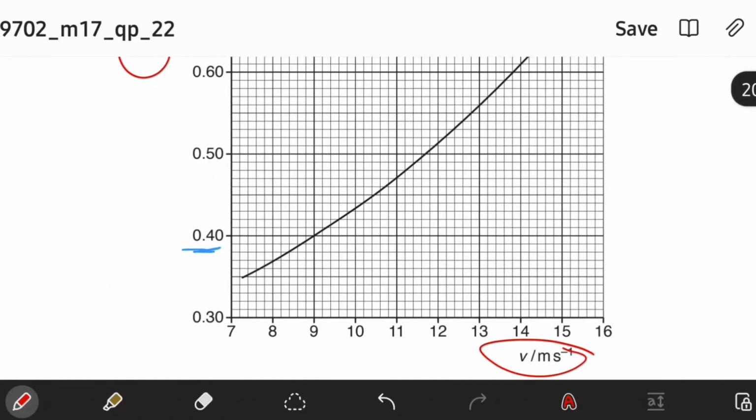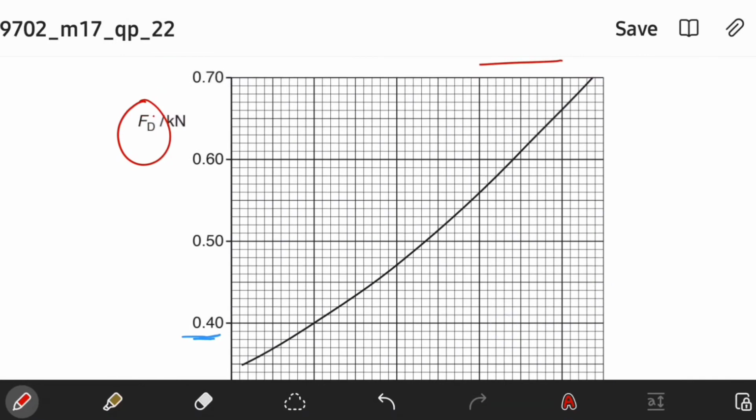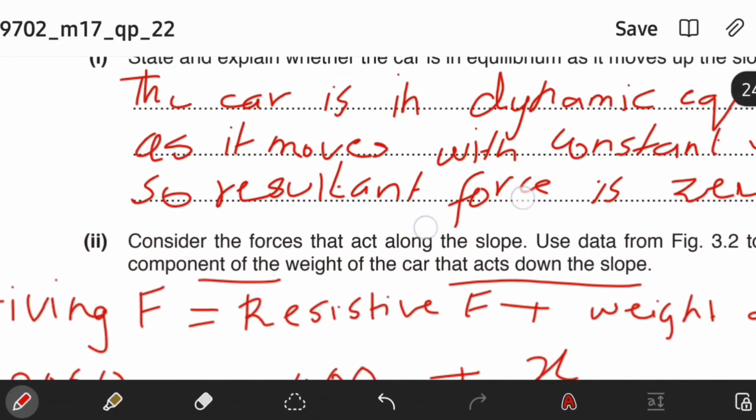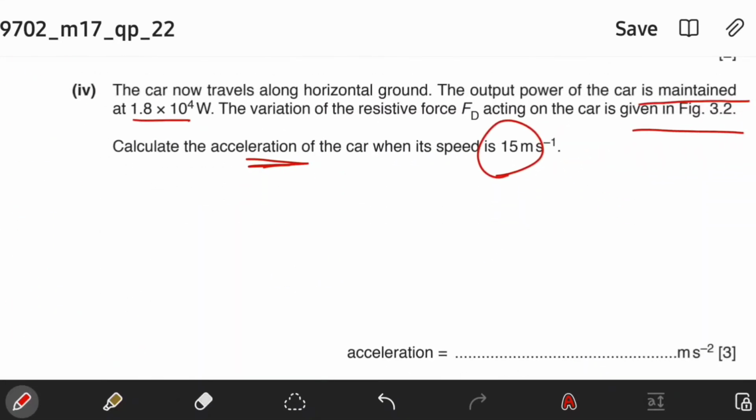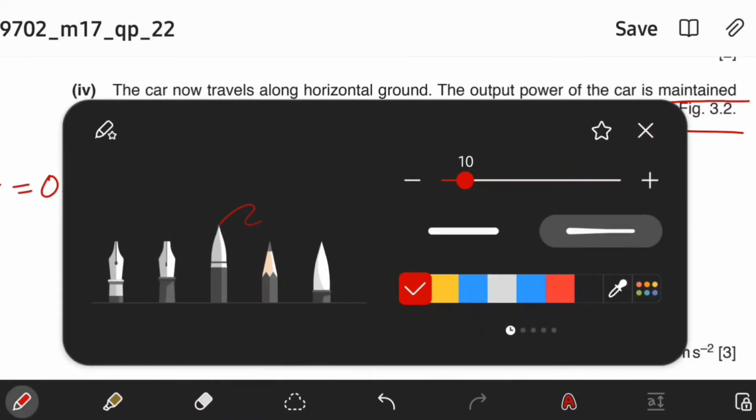At 15 meters per second, the resistive force is here, and it's 0.65. Sorry, 66. So resistive force 0.66 kilonewton. We have an idea that since we have to find out acceleration, this formula must come in use. So let's draw a diagram to help us out.